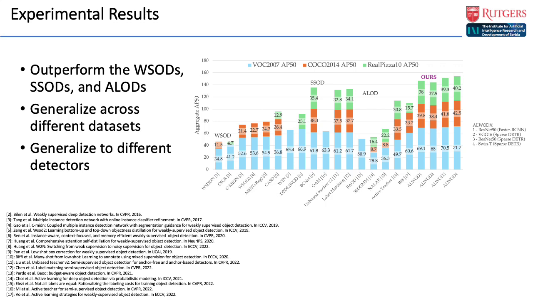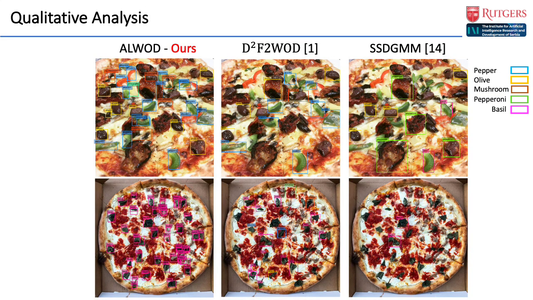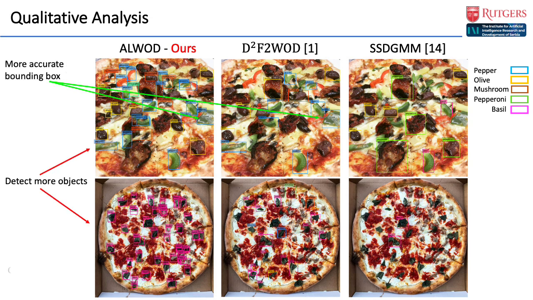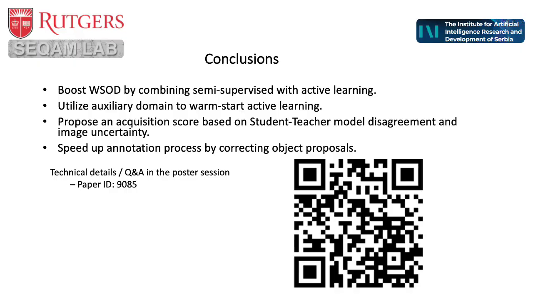The results demonstrate that our method ALWOD outperforms all the baselines, generalizes across different datasets, and generalizes to different detectors. We observe that our method not only locates the most objects, but also produces more accurate bounding boxes and more correct class labels compared with other baselines. For all technical details and results, please see our poster 1985.